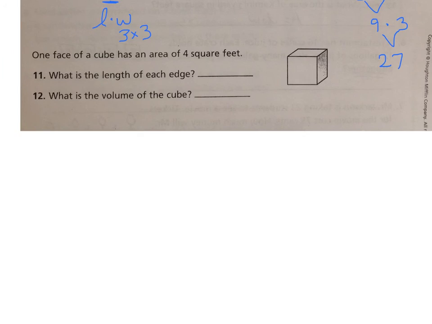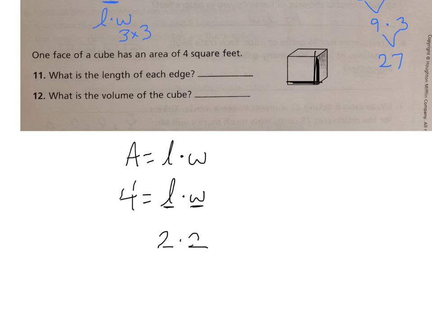squared. This last one is probably the trickiest one, because it's telling us that the area, which remember is length times width, the area is 4, and I need to figure out the length and the width. Again, because it's a cube, each side has to be the same. So the length and the width have to be the same number. Again, I know it's not 1 because 1 times 1 is 1. So if I try 2, and I say, okay, 2 times 2, because it's a square, they have to be the same. 2 times 2 is 4. So the length of each edge is 2 feet.